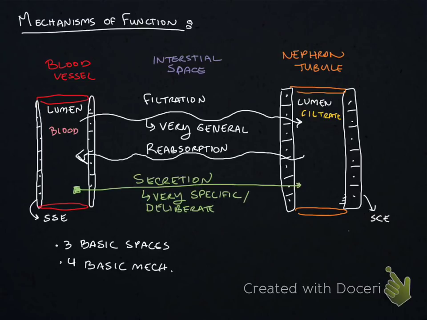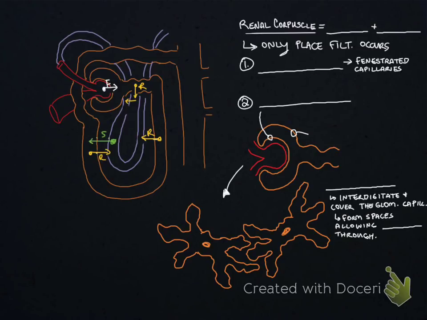All right. The last one is from the nephron tubule out, and we call this excretion. So that's eliminating filtrate, like urination. So that's 4 basic mechanisms across 3 basic spaces. So again, just looking at those mechanisms, direction matters.